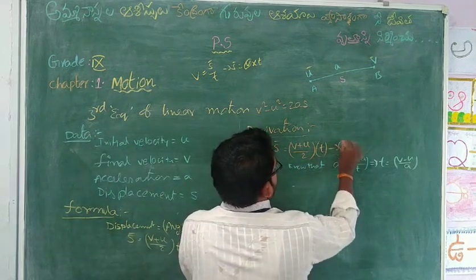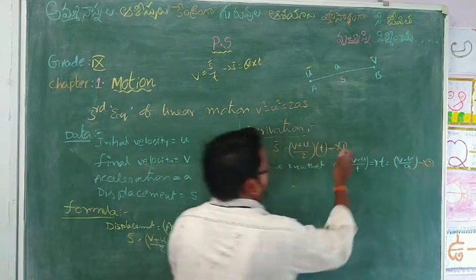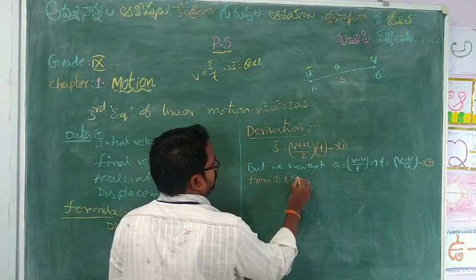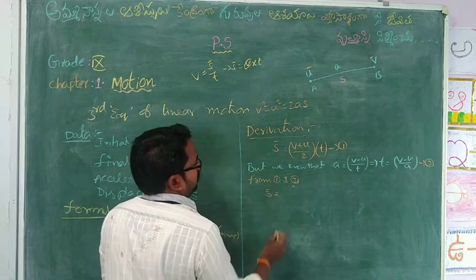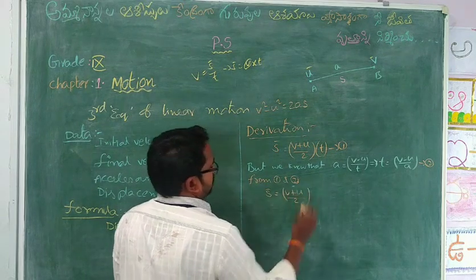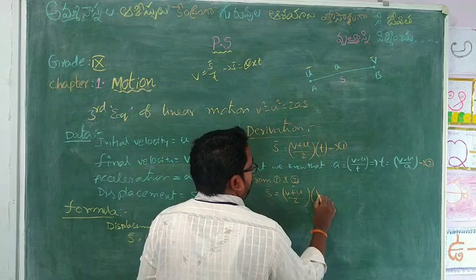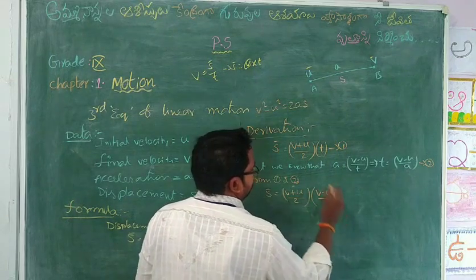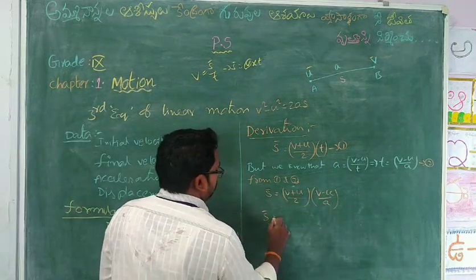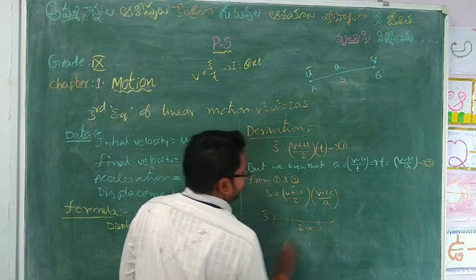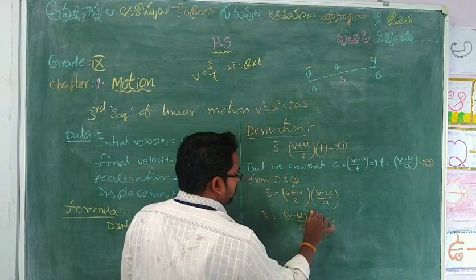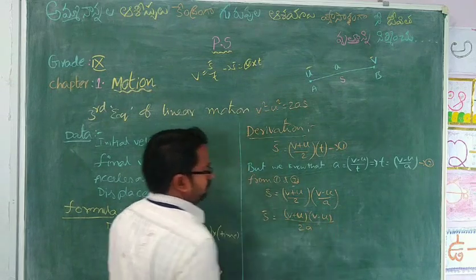Now I will write this one. Let us call this the first equation and this the second. Now from 1 and 2, simply substitute here. S is equal to V plus U by 2, into, instead of T, what is it? V minus U by A. Right? Now it is a multiplication. So S is equal to, in the denominator 2 into A, 2A. It can be written as V plus U into V minus U.